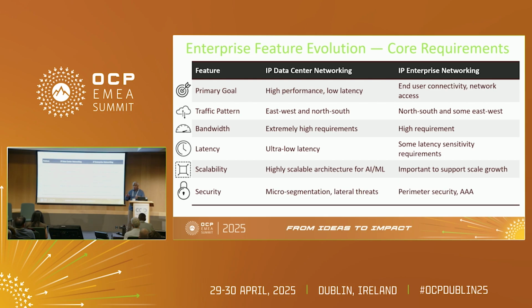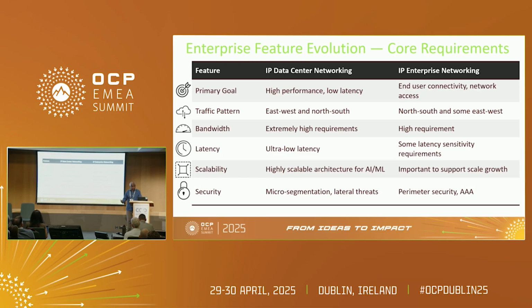So this is just some examples. Bandwidth, certainly very high bandwidth requirements in the data center. Yes, there are high bandwidth requirements in the enterprise as well, but it's a different scale. It's quite different. Latency, again, latency is always important in the network, but in the data center, it's a whole different order of magnitude in terms of level of importance compared to the enterprise.